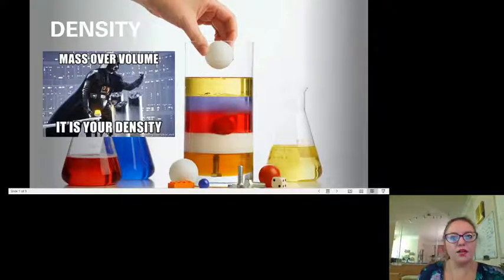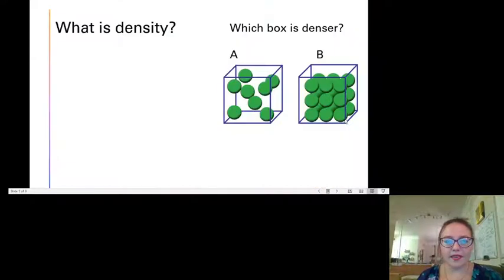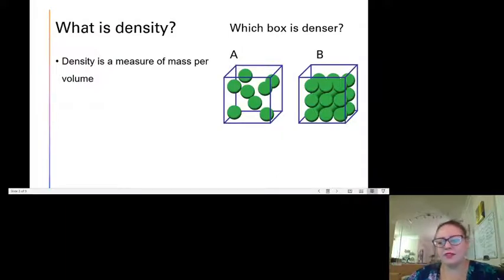Alrighty, today we gotta talk about density. Your mass over your volume. It is your density. And so when we talk about what is density, the technical definition, if you look it up in a textbook or online, is it's a measure of mass per volume. So how much stuff is in a given amount of space.